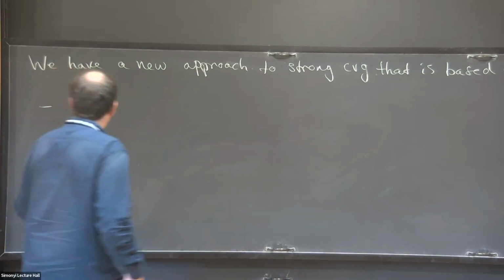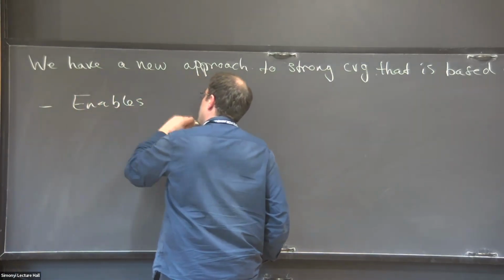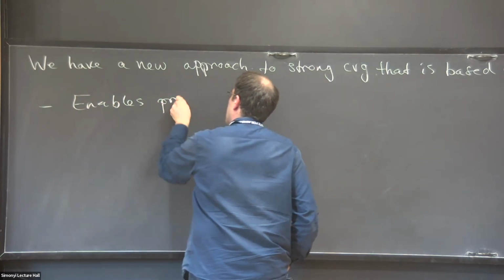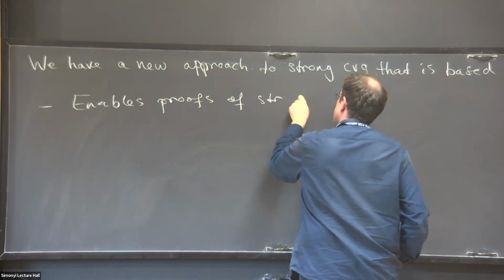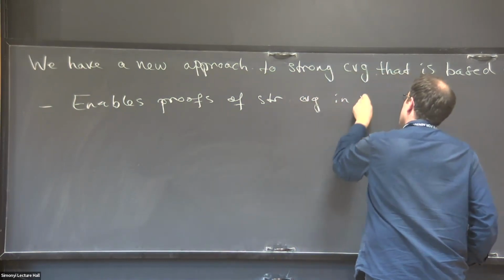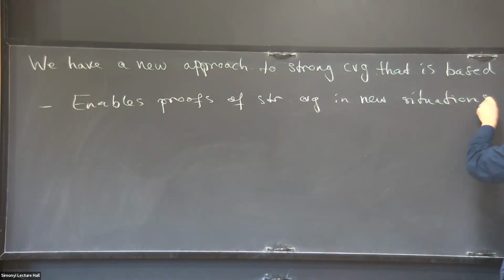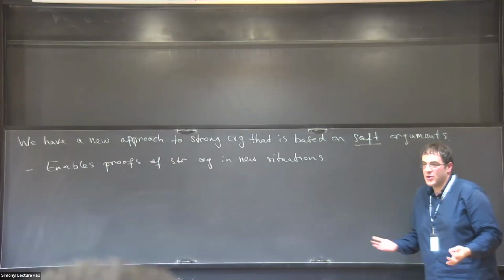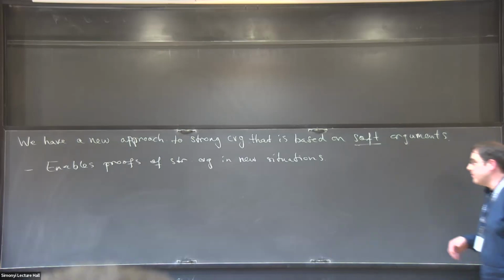Once you have a method that's based on soft arguments, it allows us to do two things. First of all, it enables us to prove strong convergence in new situations. If you have a soft method, it's much easier to apply it. So you can take much more complicated models and try to apply these methods and see what comes out.